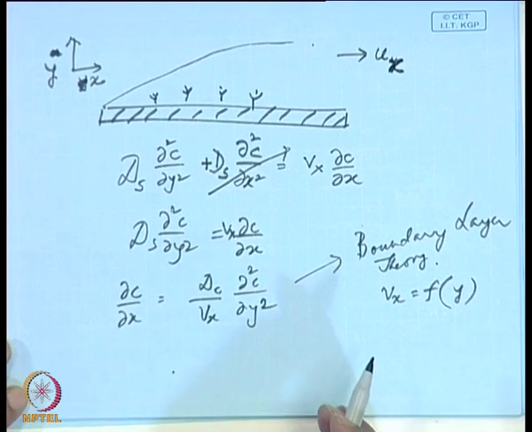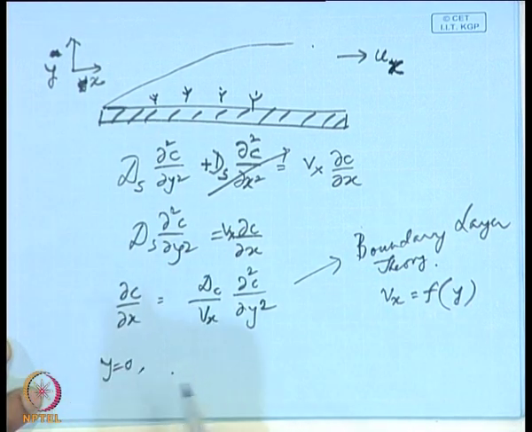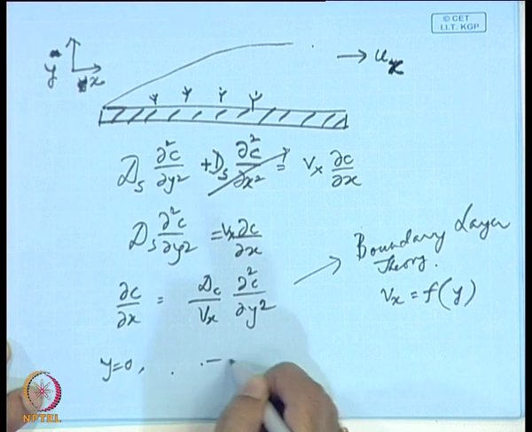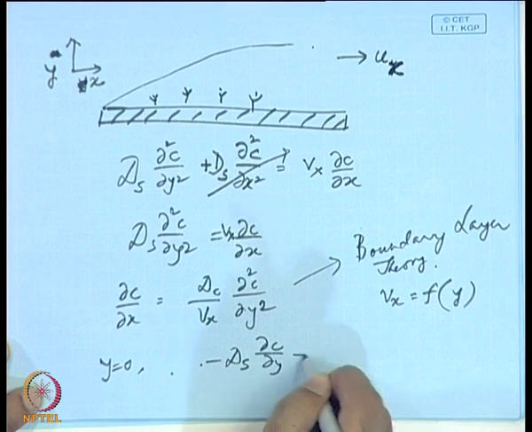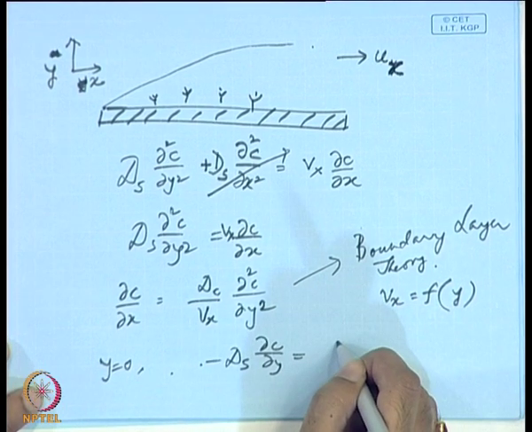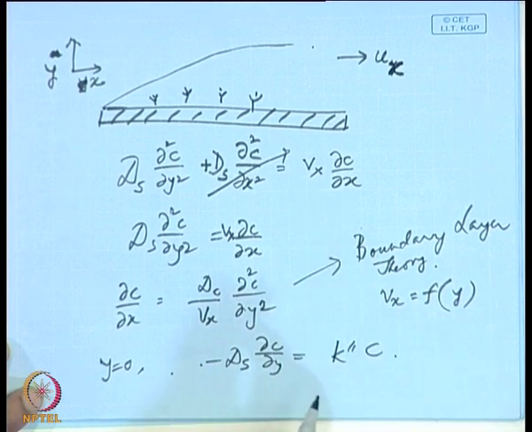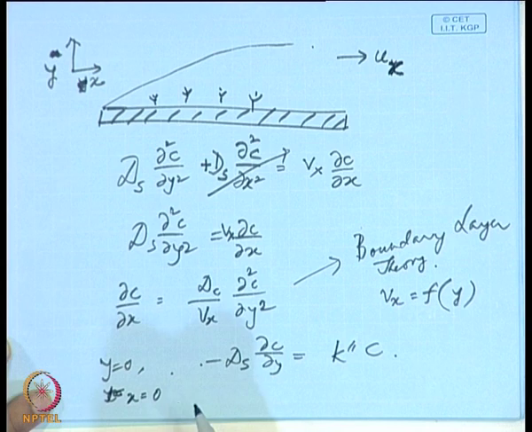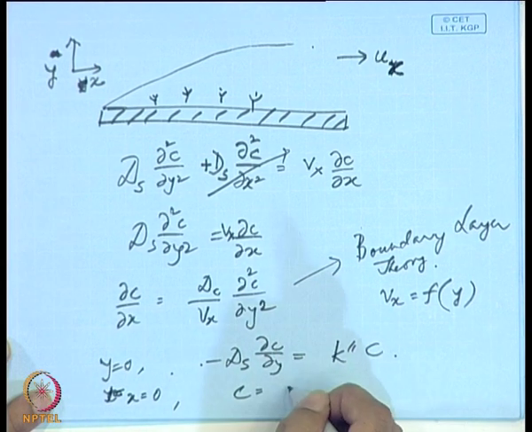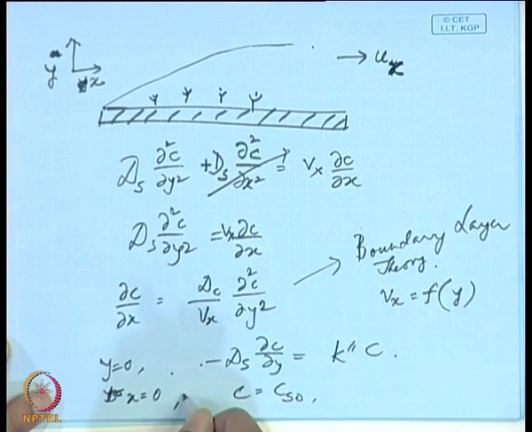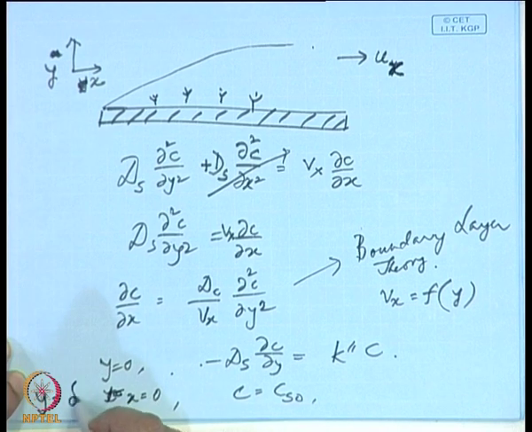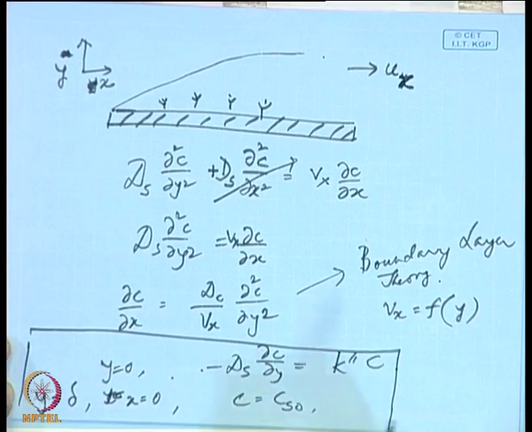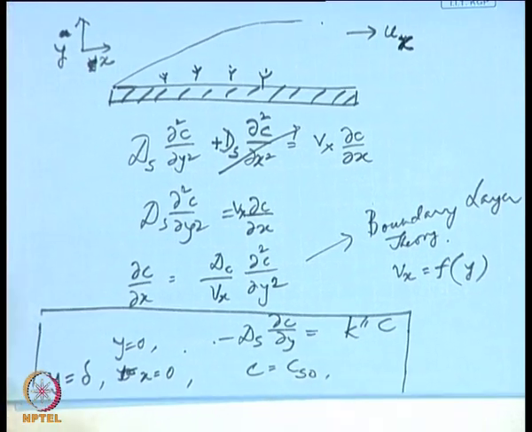Okay. So, what kind of boundary conditions would that be? So, mixed boundary. Yeah, at this surface y equals 0, you will have minus Ds del C by del y equals some k double prime into C or something, and at x equals 0 it will be the initial condition, C equals Cs naught or something, and similarly outside the boundary layer, y equals delta. So, these would be your boundary conditions. Fine. So, you can just go ahead and solve this.